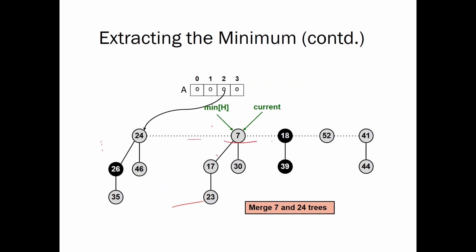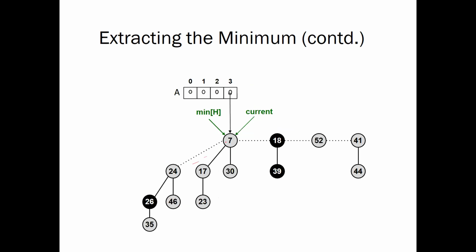What is the degree of this? 2. Is 2 free? No, 2 is not free. It's already there. That means we have to combine these two then. Okay. So combining these two, 7 is a minimum. So to the left of 7, bring 24. And the min of H is currently the same itself. There's nothing to change because 7 is the minimum.